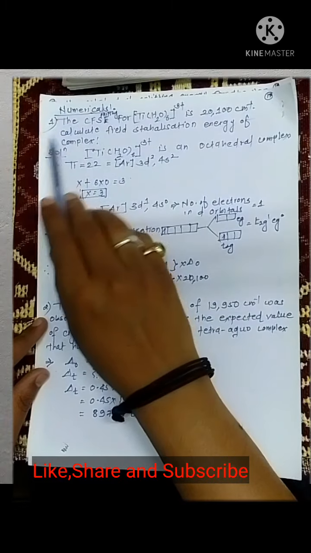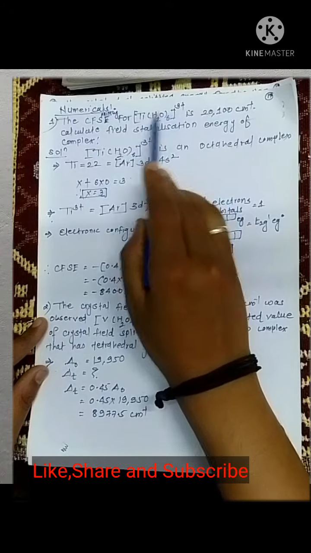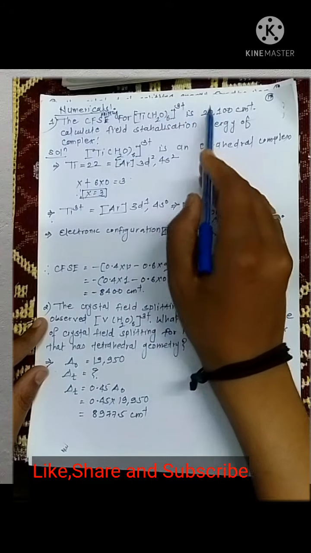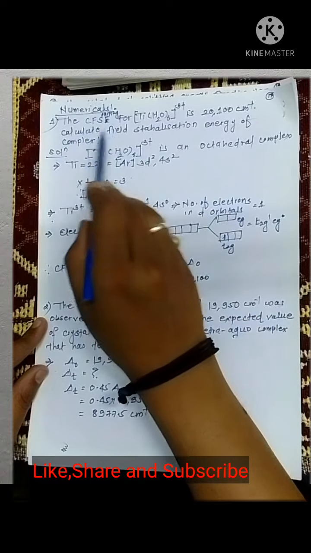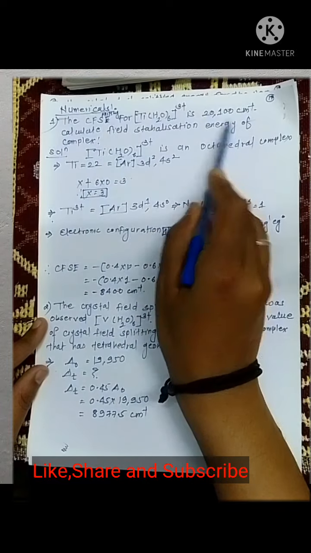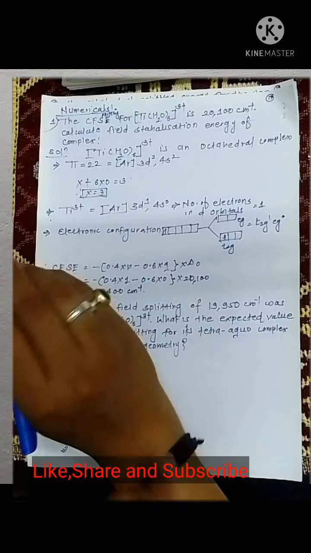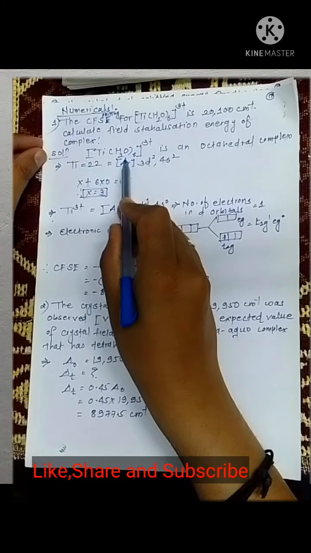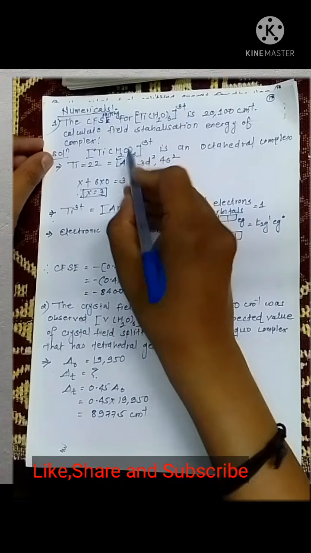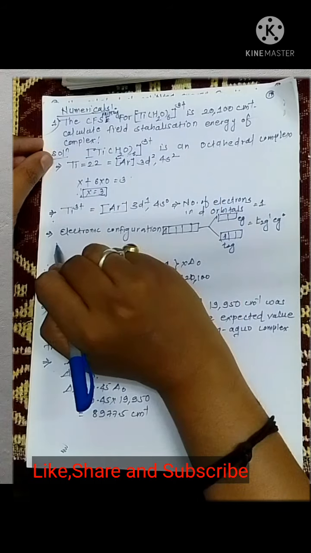So first numerical: the crystal field splitting energy for hexaaquatitanium(3+) complex is 20,100 centimeter inverse. Calculate the crystal field stabilization energy of the complex. Now, first of all, we have to decide whether this complex is octahedral, tetrahedral or square planar. Since the number of ligands is 6, it is an octahedral complex.